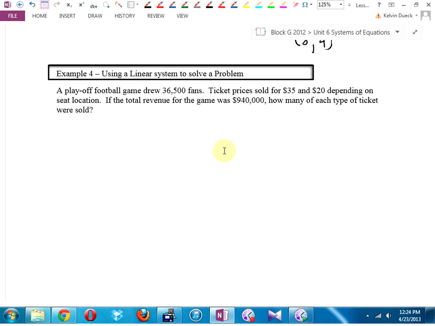It says, using a linear system to solve a problem. A playoff football game drew 36,500 fans. Ticket prices sold for $35 and $20, depending on seat location. I'm guessing one was 50-yard line, one was end zone. I've been to football games. If the total revenue for the game was $940,000, how many of each type of ticket were sold? What are they asking me to find here?